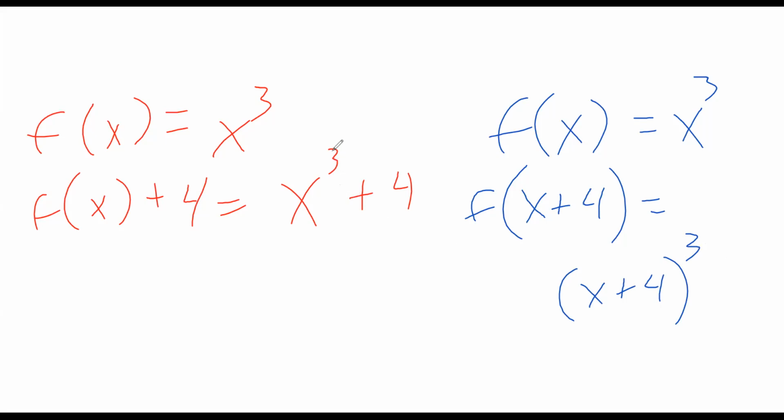Notice the difference. Here, the x cubed happens first, then I add the 4. That's going to do things to our y values, or cause vertical shifts. But I brought the 4 in with the x first, then I did the cubing. That's what this notation means. That's going to have effects or impacts in the horizontal direction that go along the x-axis.